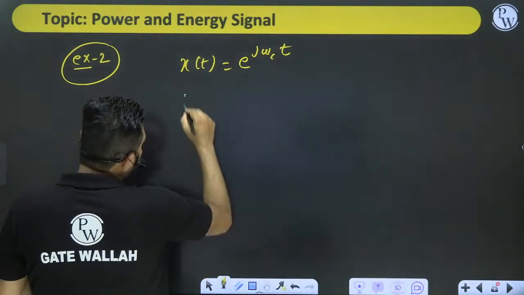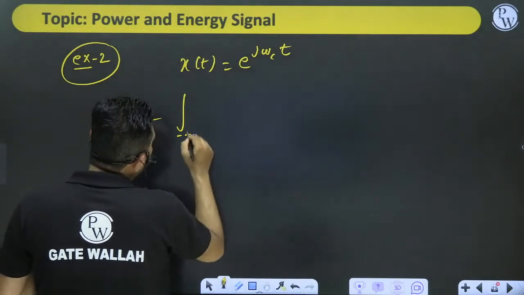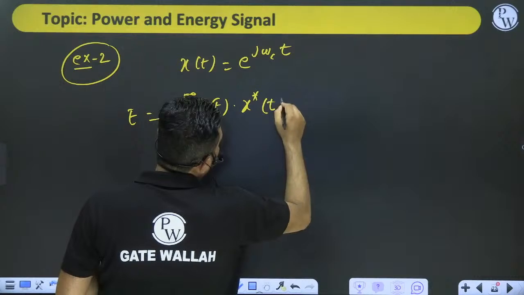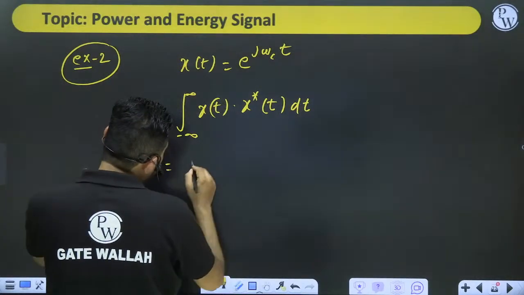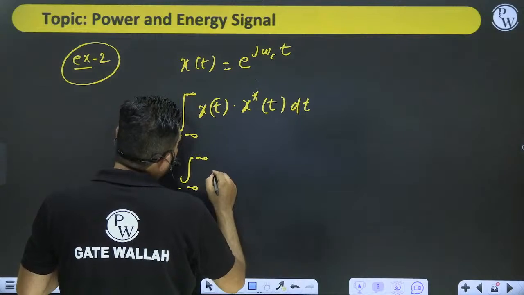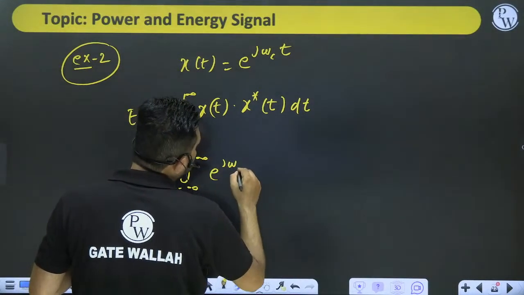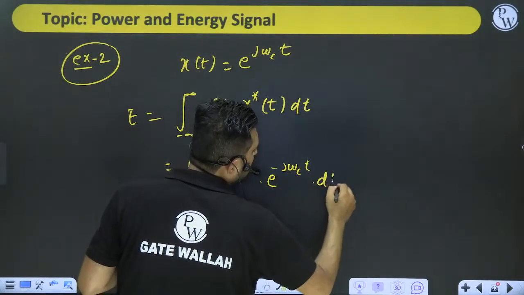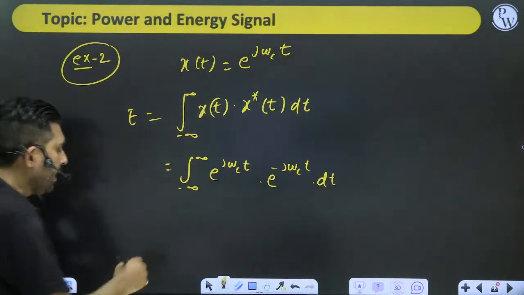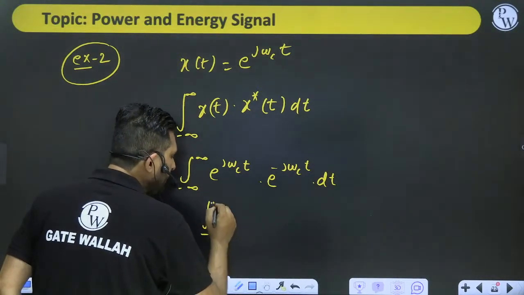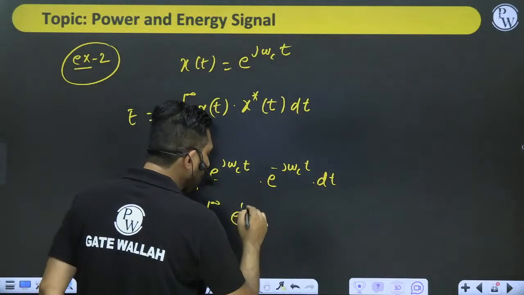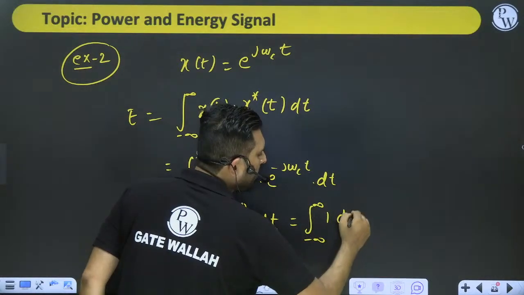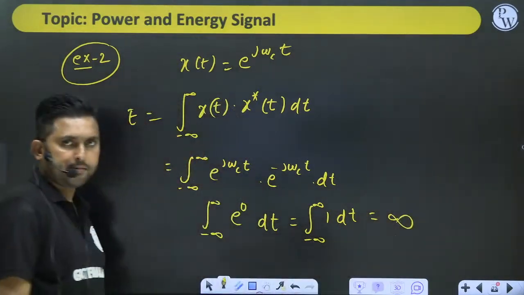And how will you write it? You will write energy as the integral from minus infinity to infinity of x(t) times x conjugate(t) dt, which can be written as the integral from minus infinity to infinity of e to the power j omega_c t times e to the power minus j omega_c t dt. The complex conjugate of this function is e to the power minus j omega_c t. See, the bases are the same, so the powers add: e to the power 0 dt, which is the integral from minus infinity to infinity of 1 dt, and hence it comes out to be infinity.